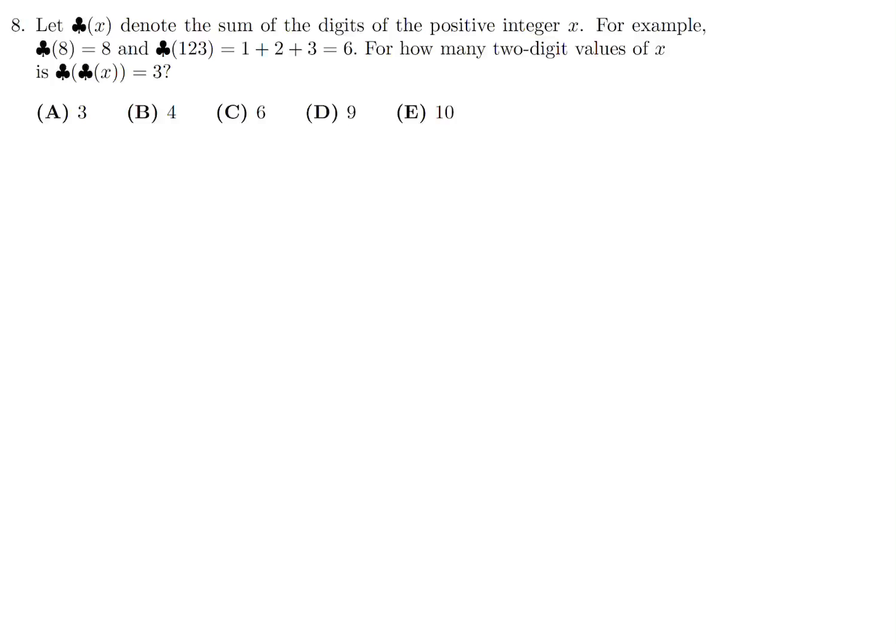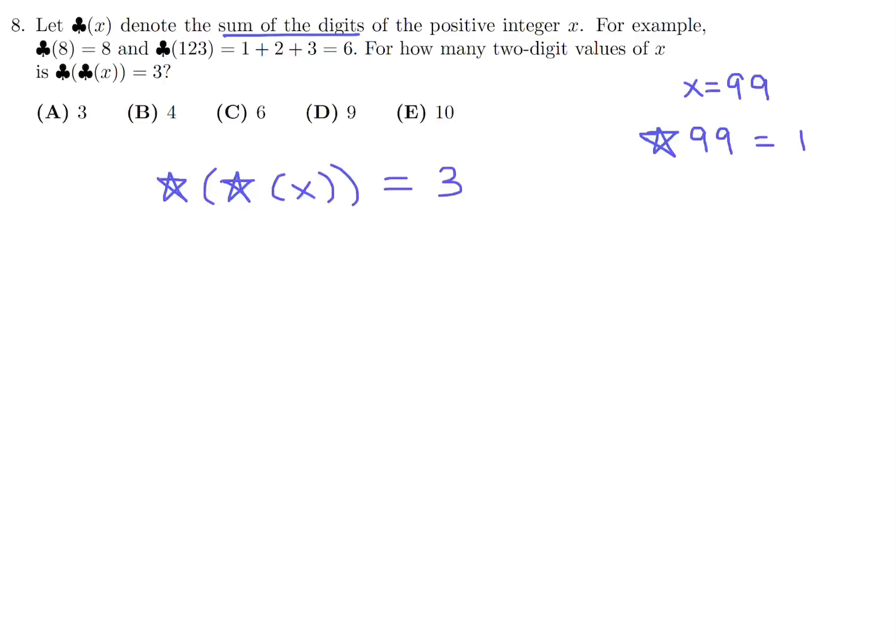I'll just use a star. It just makes it easier for me to write. How do you draw that club? Who knows? This operation on a number has got to give you 3. All right, so just on the side, very quickly, I want to explain what that means. Let's say my number x is 99, and I take the club or the star of 99. It's the sum of the digits, that's the only thing you really need to worry about. The sum of the digits of 99 is 9 plus 9, which is 18. Then they're doing it again, so they're doing this a second time.